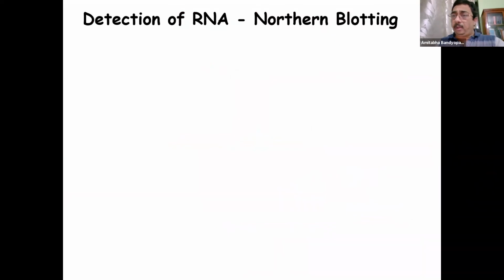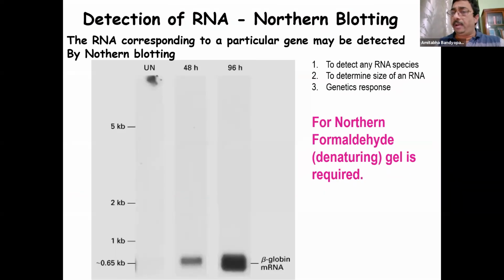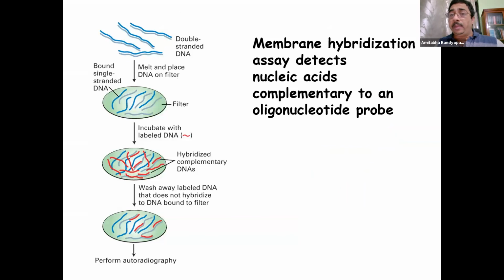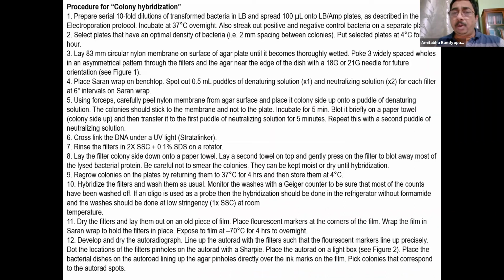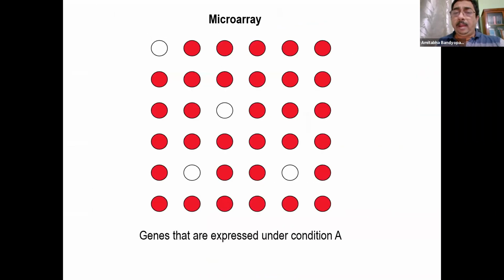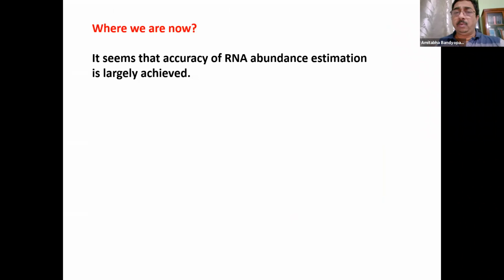Now, you have been taught all sorts of techniques for detecting RNA. If you want to know whether a particular RNA is present in the cell, you can do northern blot or RT-PCR, etc. If you want to do it for a very large number of RNAs, you can do colony hybridization or those kinds of things. These I'm not going to talk about again, we already have them. So now let us see where we are.